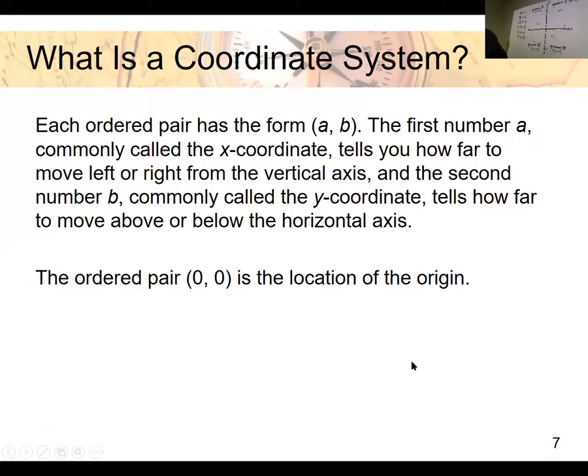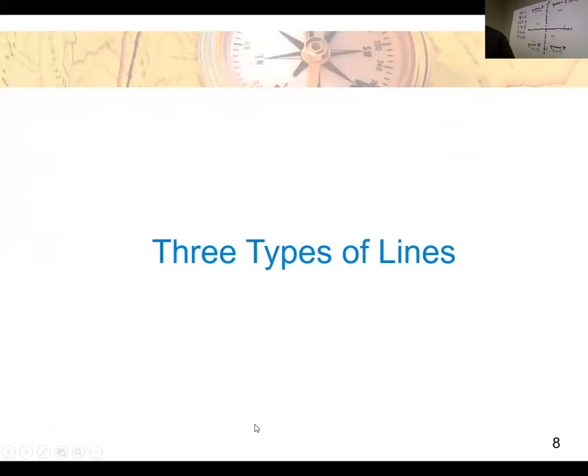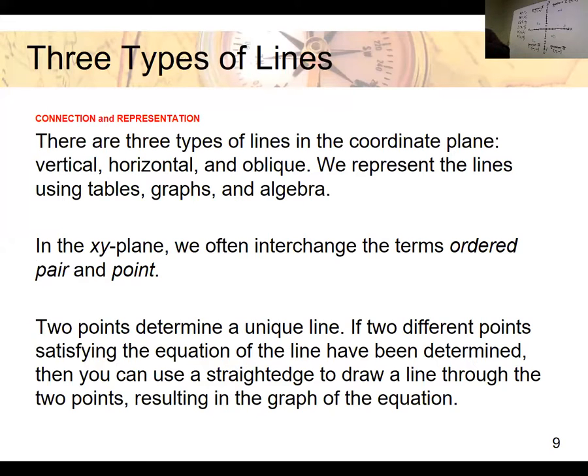Okay, and this is just continuing what I just got through talking about. All right, let's look at the 3 types of lines. In the coordinate plane, there are 3 types of lines. One would be vertical, the other one is horizontal, and the third is oblique. In the XY plane, we often interchange the terms ordered pair and point. So when we say points, we're dealing with an ordered pair.